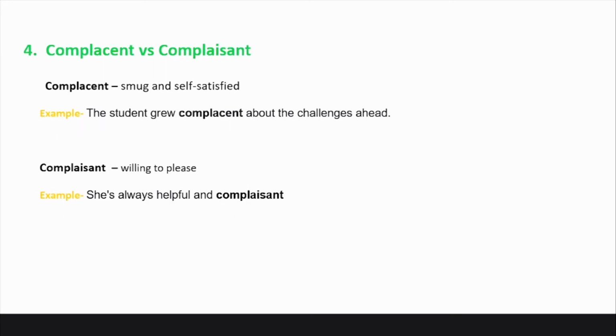Let's look at a fourth pair, complacent and complaisant. Complacent, meaning smug and self-satisfied. Let's look at the example. The student grew complacent about the challenges ahead. Complaisant, meaning willing to please. Let's look at the example. She is always helpful and complaisant.